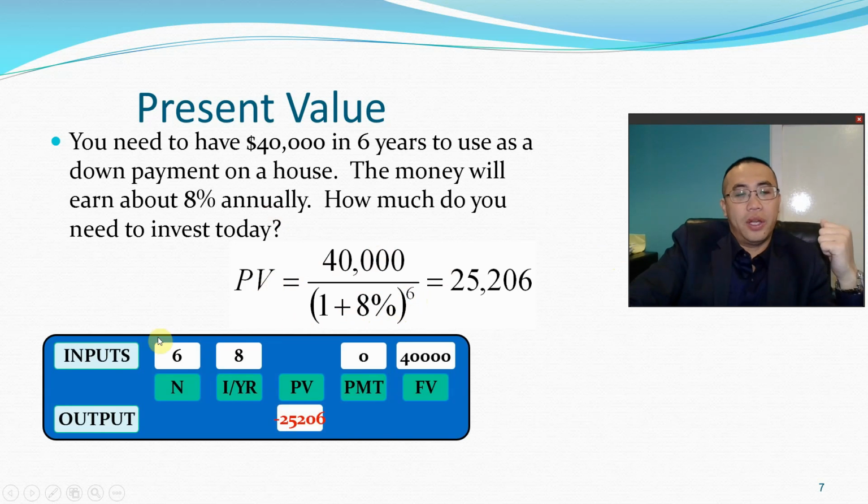In your calculator, you use N. You put 6 years for N, 8 as 8% for interest, and then you skip present value. Then you put payment at 0 because there's no periodic fixed amount of payment being made every year, so that's 0 payment. And then you put future value as 40,000. You expect to receive $40,000 in the future, so that is a positive cash inflow, and that would require you to deposit a cash outflow of negative 25,206. So this is how your calculator performs.